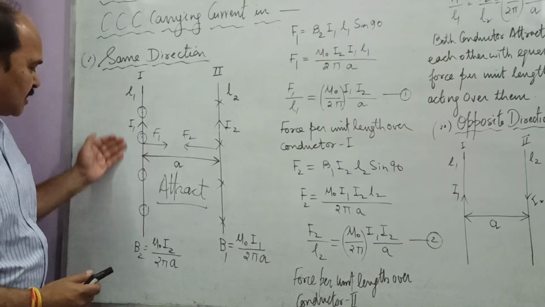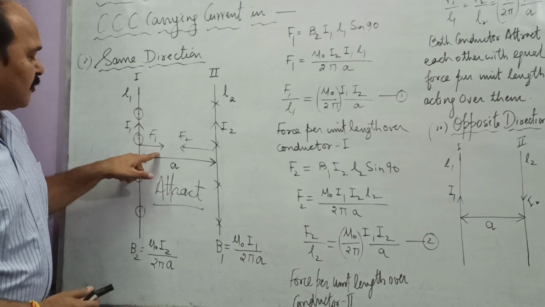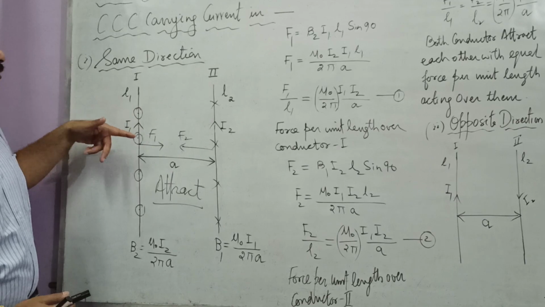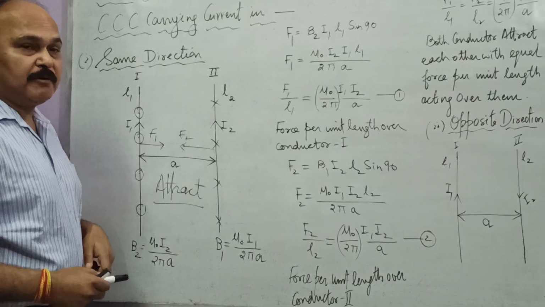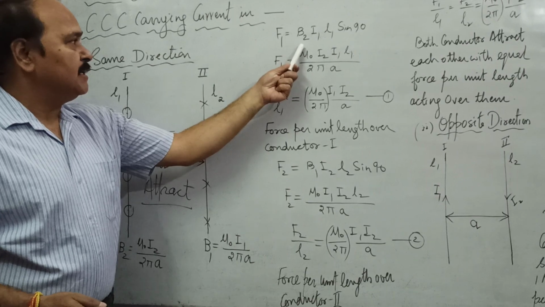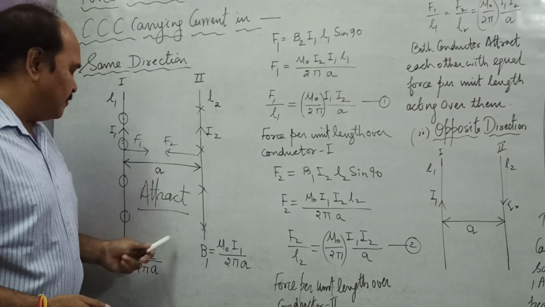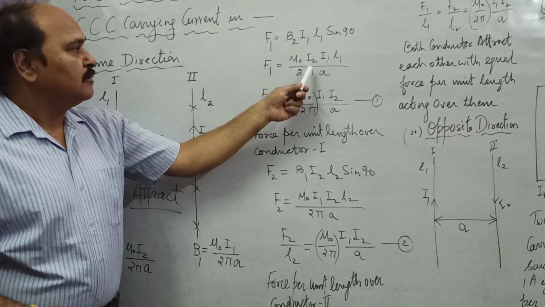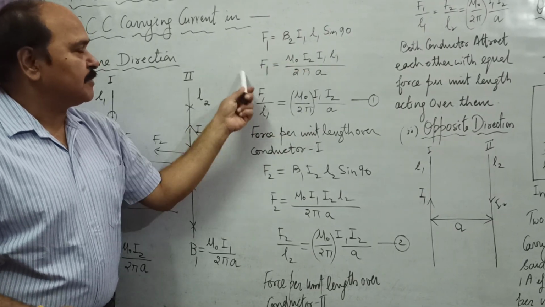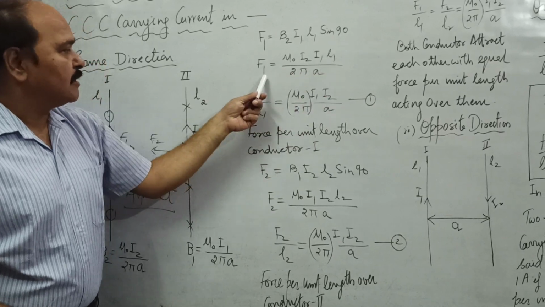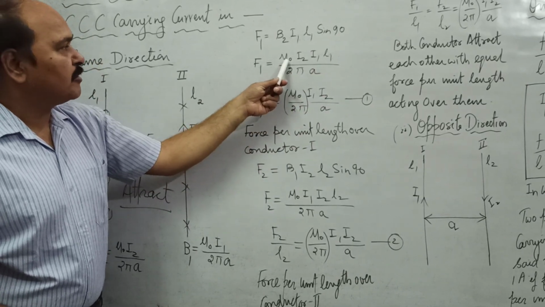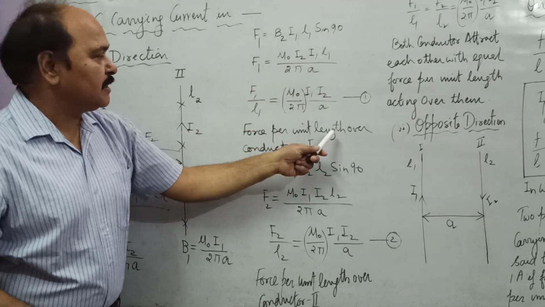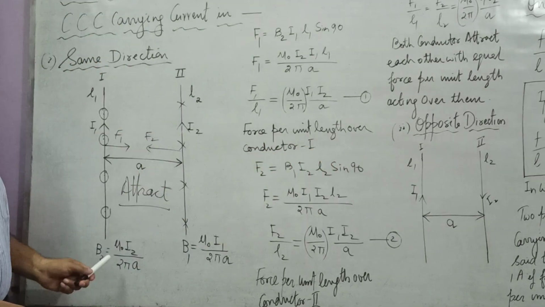Now what is force over this conductor number 1? Force over this conductor F1 would be magnetic field B, I, L, and sine theta. Theta is 90. Magnetic field and length are perpendicular to each other. So the force is B I L sine 90. B is the magnetic field because of this conductor here, B2. If we substitute the value of B2, mu naught I2 upon 2 pi a, we get the expression like this. And if we shift L1 to the other side, F1 upon L1 is mu naught I1 I2 upon 2 pi a. This is force per unit length acting over conductor number 1.